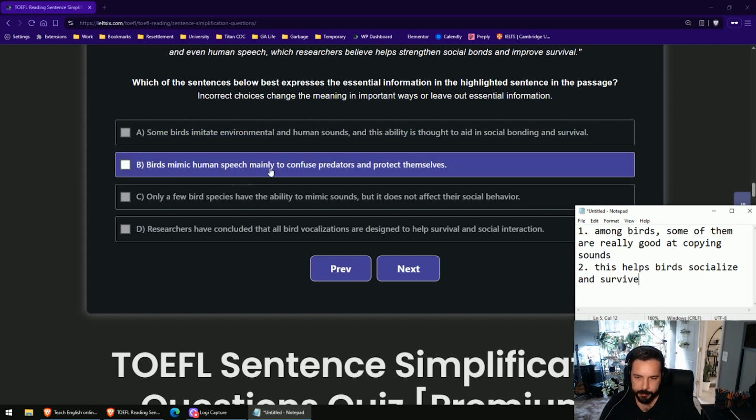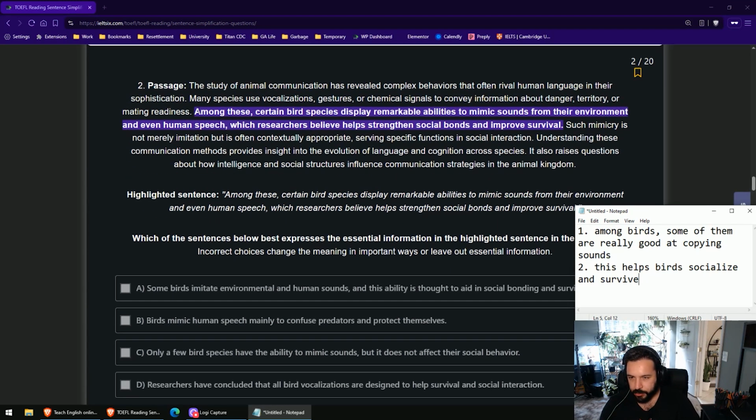Birds mimic human speech mainly to confuse. We don't know why they do it, and we don't know the main reason they do it. Immediately you can tell, because of "mainly" and because it mentions a wrong reason for it. We actually know they do it to socialize and to survive. Now you could say indirectly maybe their survival depends on confusing the predators. But remember, this is a highlighted sentence question, so you shouldn't change the information. For inference questions, that would probably be wise to do, but not here.